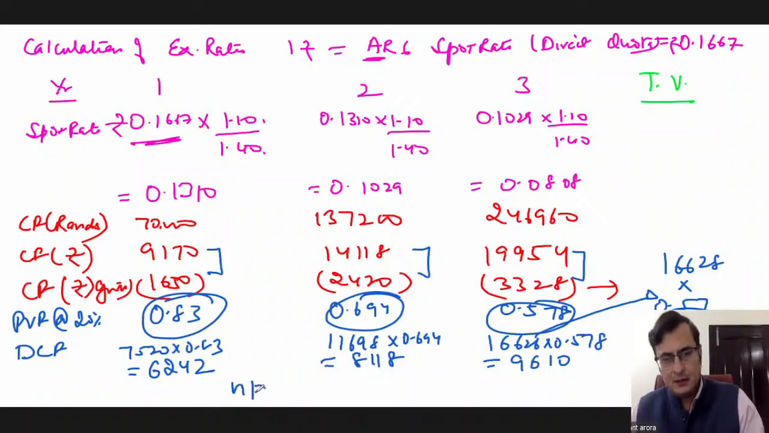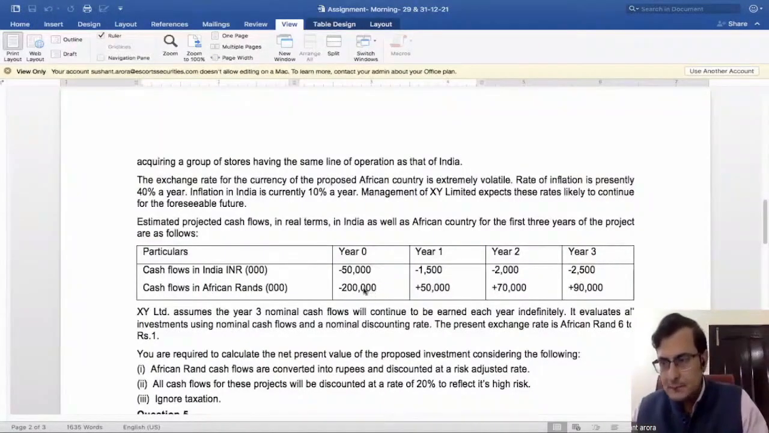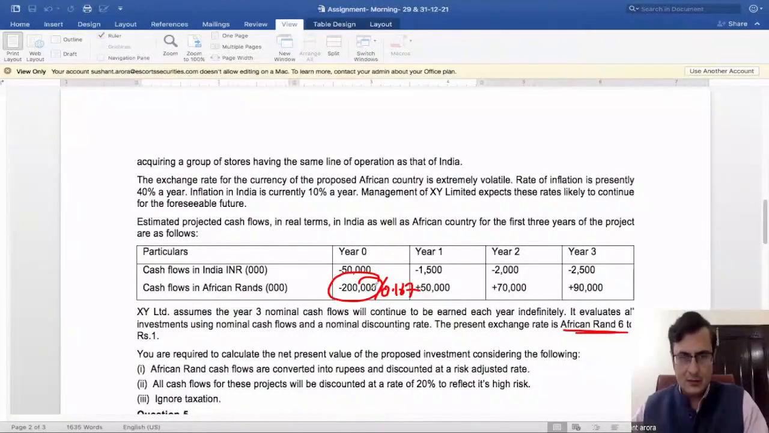NPV is equal to 72,174 minus cash outflow. Let's go to the cash outflow. That will be our last part for the day. So yes beta, cash outflow is 50,000 INR and 2 lakh for the rands. So how to convert this 2 lakh? This can be converted by dividing by 0.167. This rate is given.